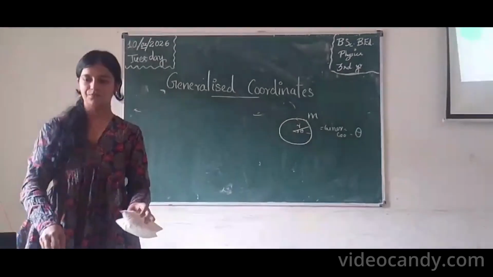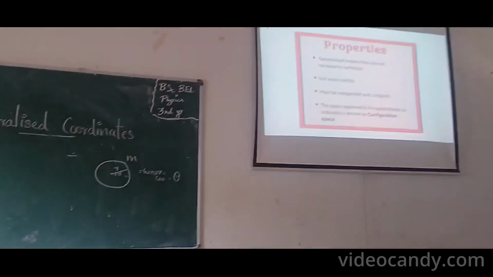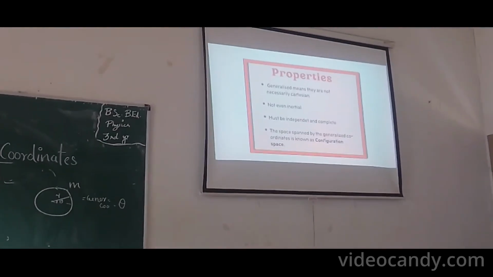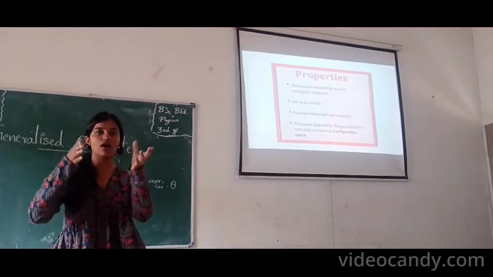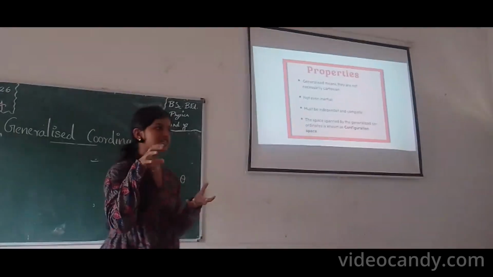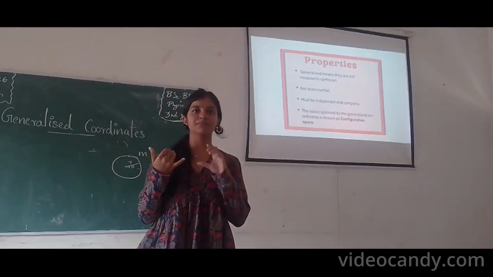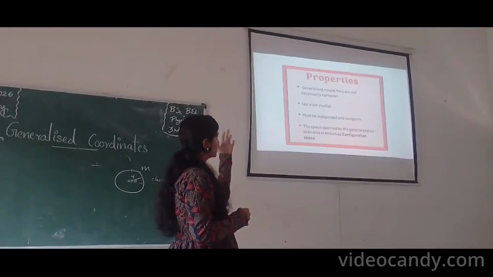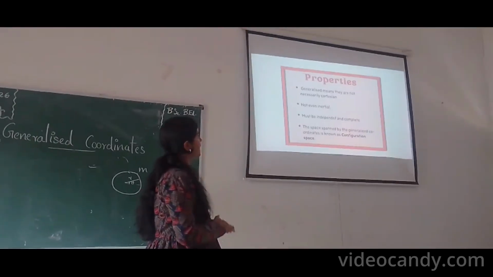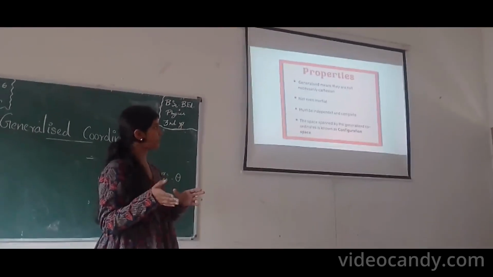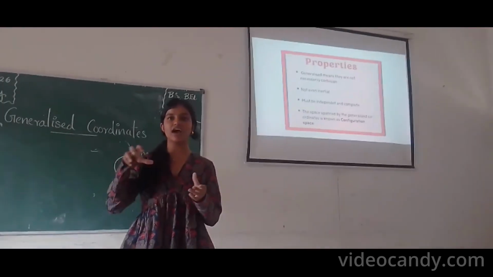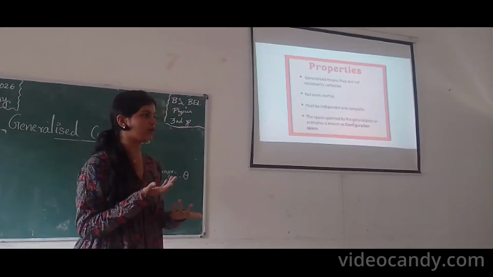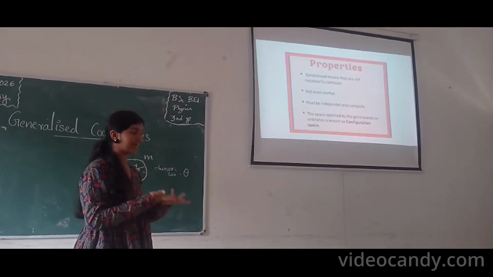Okay, so comparing to the properties, generalized coordinates do not mean that they are constrained only to the Cartesian coordinate system, because we have seen the polar coordinate system, right, which includes r and theta. So the first property is that generalized coordinates are not necessarily Cartesian. We can also use the polar coordinate system, spherical coordinate system, and cylindrical coordinate system.